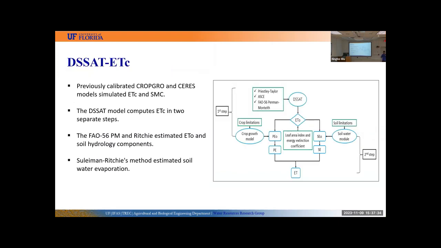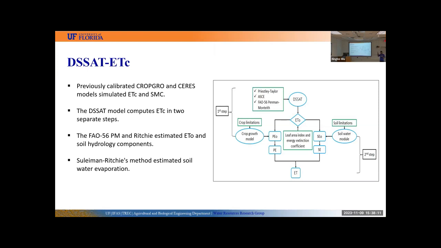So now we have measured evapotranspiration data, or estimated evapotranspiration data, and measured soil moisture data. So we want to compare how the simulated evapotranspiration and soil moisture content are correlated to measured evapotranspiration and soil moisture content. We already calibrated the DSSAT model during chapter 2. So we used those models to simulate soil moisture content and evapotranspiration of green beans and sweet corn.